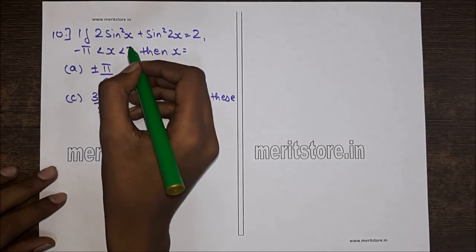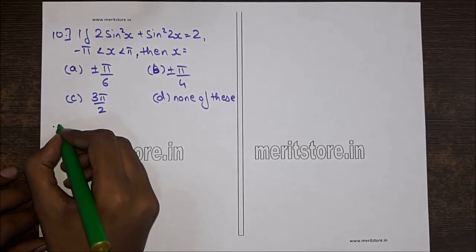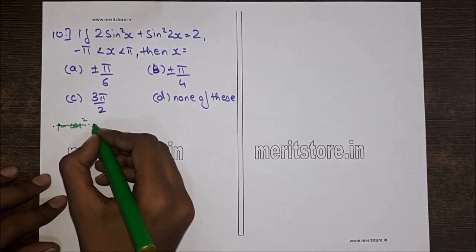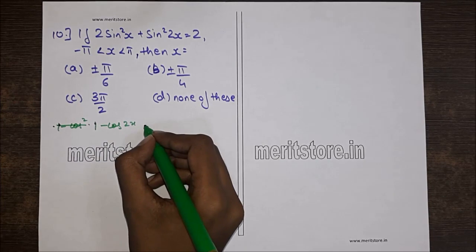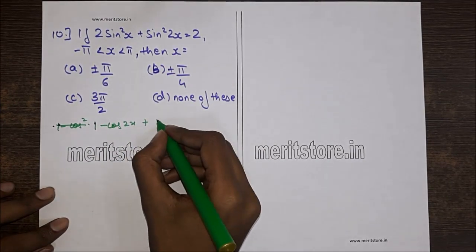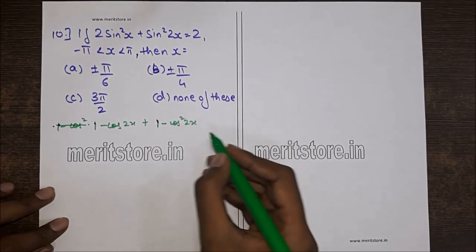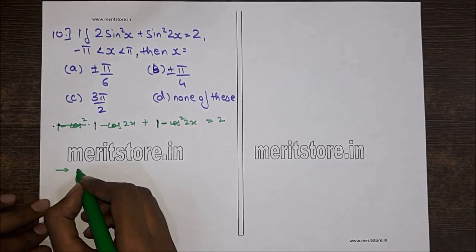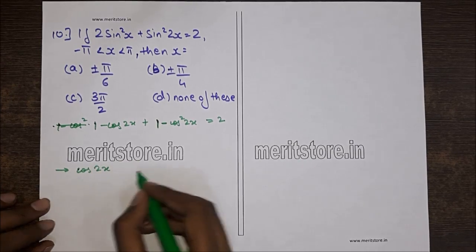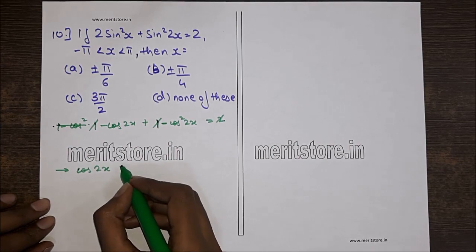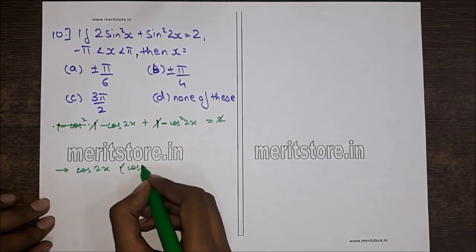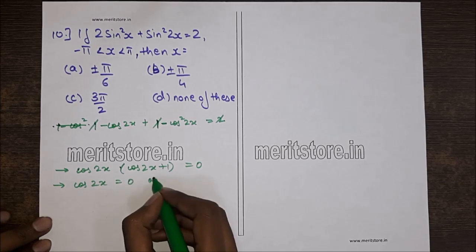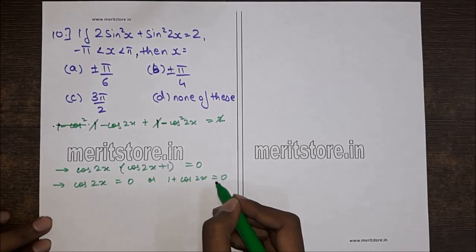So sin square x can be written as 1 minus cos square x, or we can write this in the form of cos 2x. So this is 1 minus cos 2x plus this can be written as 1 minus cos square 2x is equal to 2. Now the 2 gets cancelled, we are left with cos 2x into cos 2x plus 1 is equal to 0. That is cos 2x is equal to 0, or 1 plus cos 2x is equal to 0.